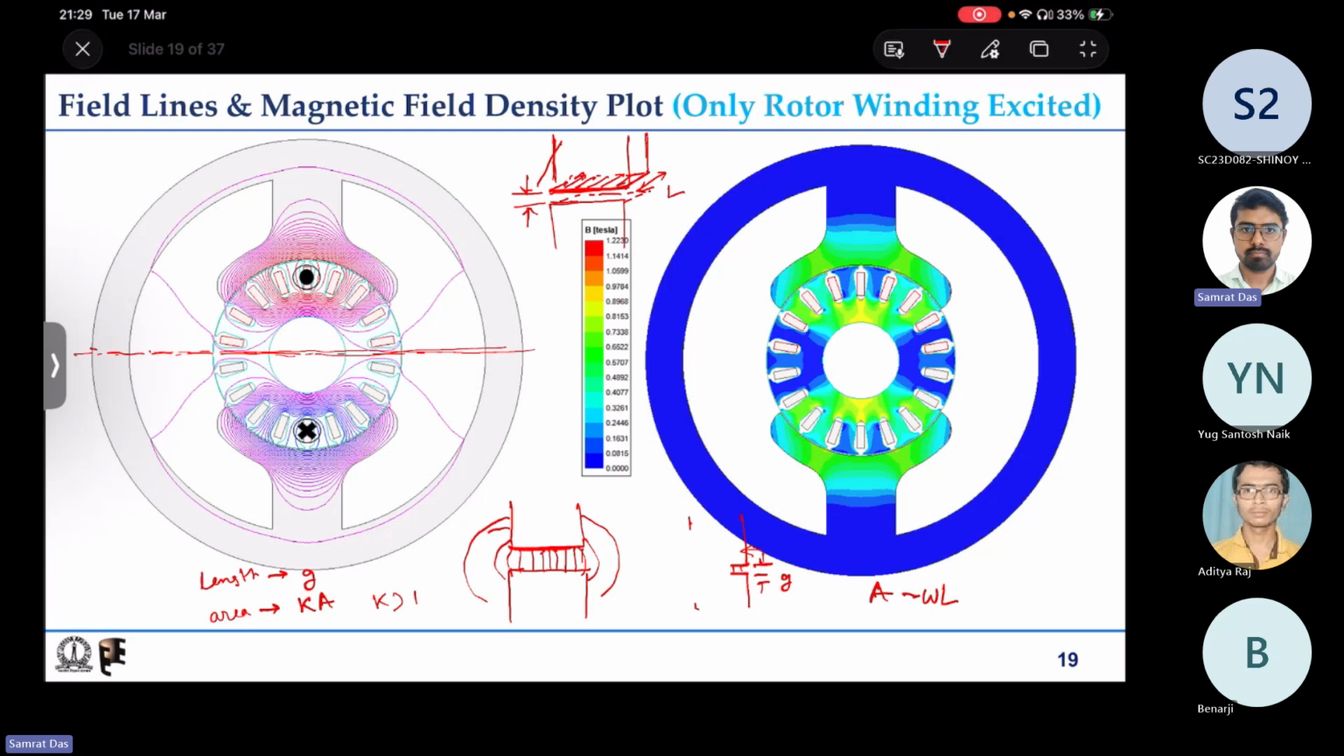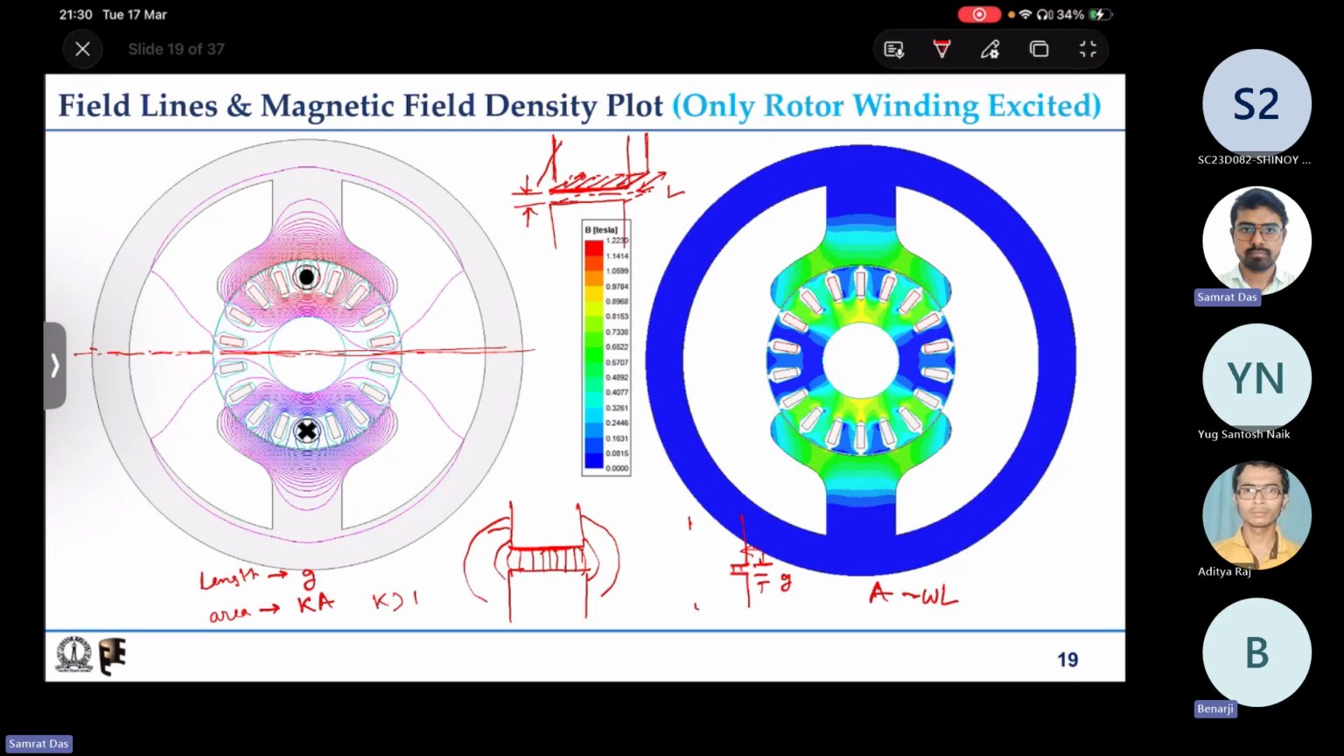As the gap increases, it becomes difficult to predict the path of the flux lines. So it is generally tackled by approximating or assuming some factor which tends to increase the effective area. This is how this type of situation is handled.